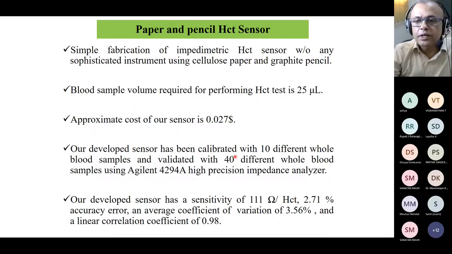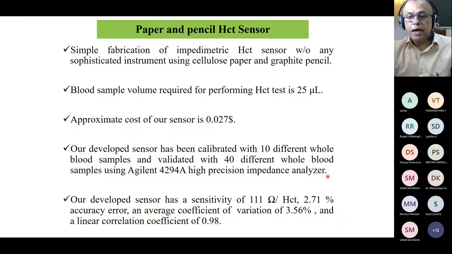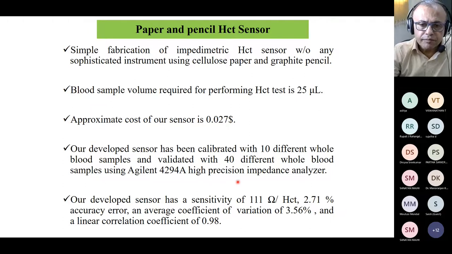Our developed sensor has been calibrated with 10 different whole blood samples and validated with 40 different whole blood samples using the Agilent 4294A precision impedance analyzer. Initially, while we developed and standardized our sensors, we used a standard impedance analyzer instrument, which is quite bulky in nature and costly also. It is the Agilent 4294A. And we got the sensitivity which can meet our requirement, and all other sensor parameters we have calculated.